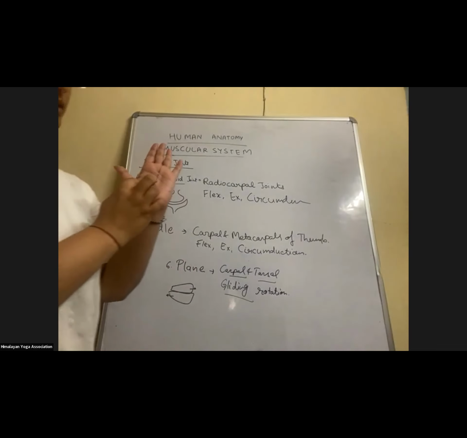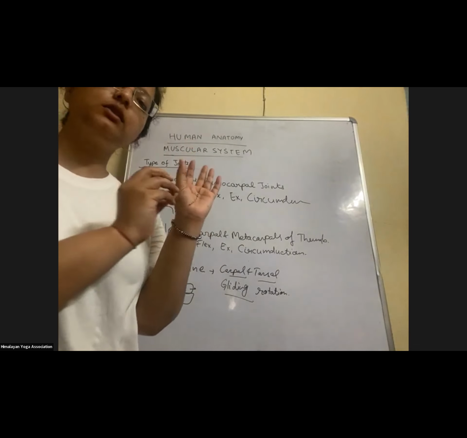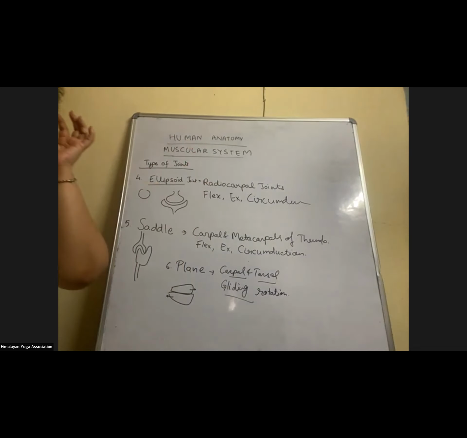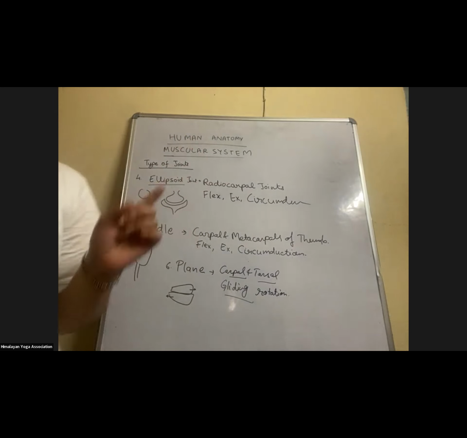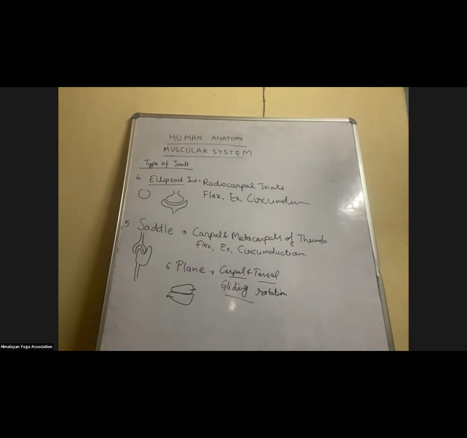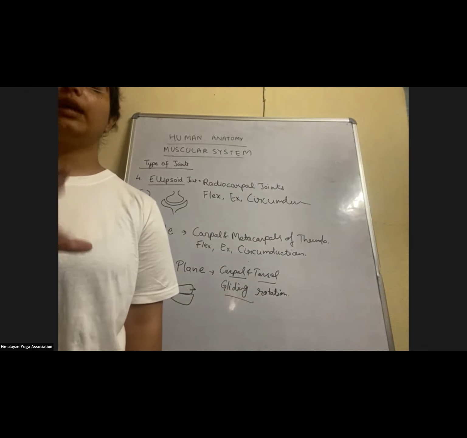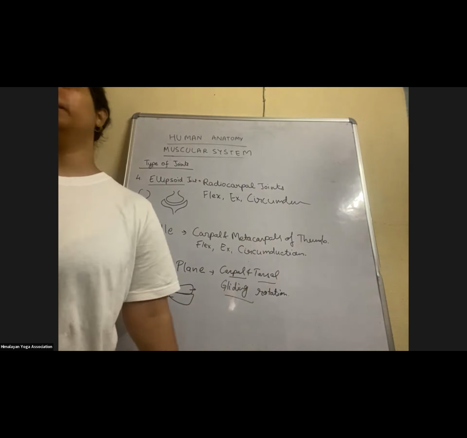And carpals we have here. These are small bones, 8 in number. I showed you a picture of it. Similarly, tarsals we have in our foot, around the heel, and these are 7 in number.